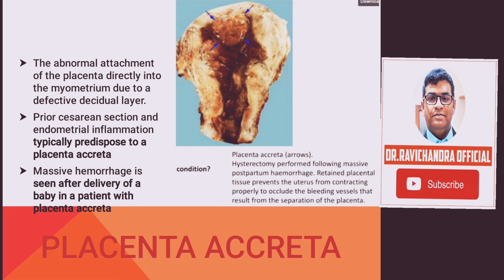Massive hemorrhage is seen after delivery of the baby in patients with placenta accreta. This is a picture showing placenta accreta. Hysterectomy is performed following massive postpartum hemorrhage, because the retained placental tissue prevents the uterus from contracting properly to occlude the bleeding vessels that result from the separation of the placenta.